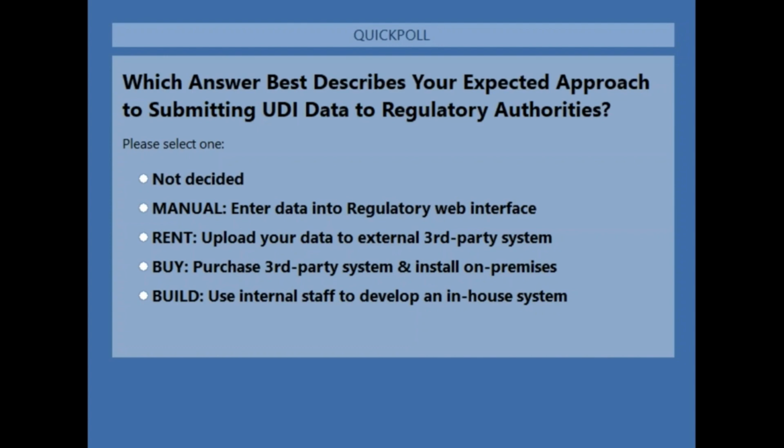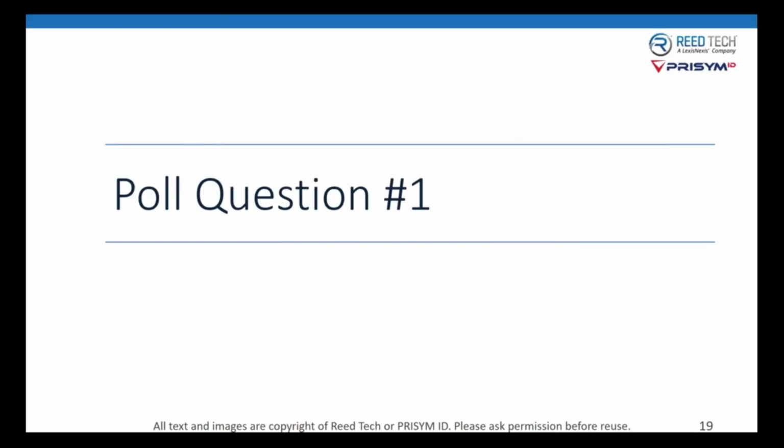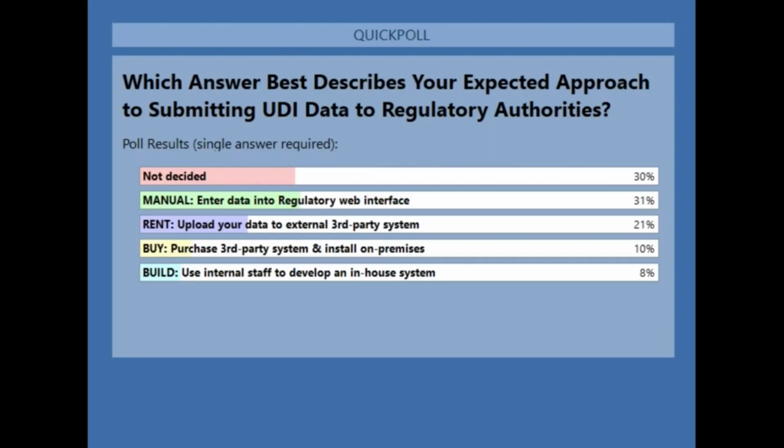I do see that the majority of audience members have voted, so I'll close the poll and launch those results for you. The results are as follows. Sorry, 31% of votes went to manual, enter data into regulatory web interface. After that was not decided at 30%. After that was rent at 21%, followed by buy at 10%, and last was build at 8%. So Gary, back to you.